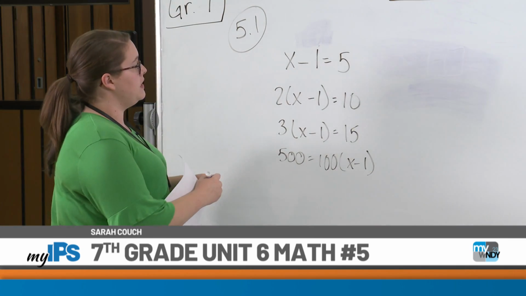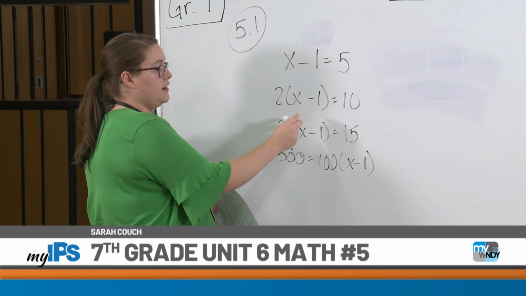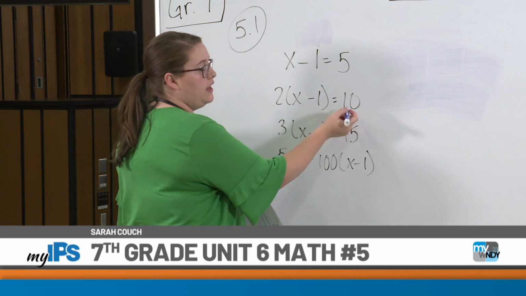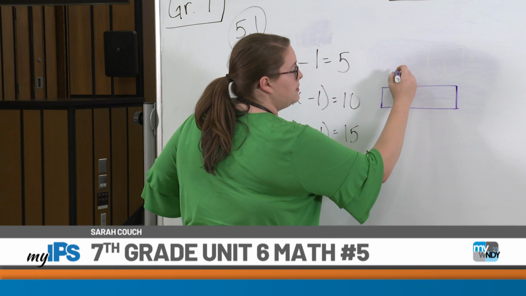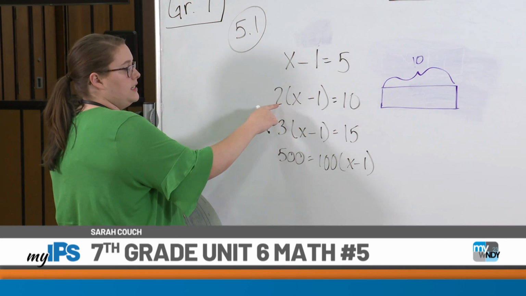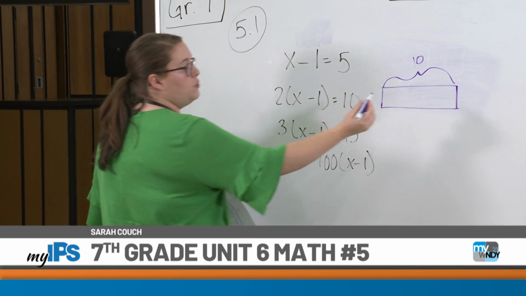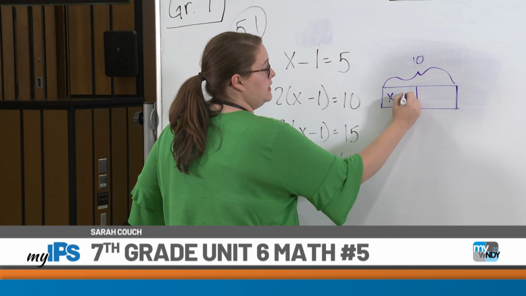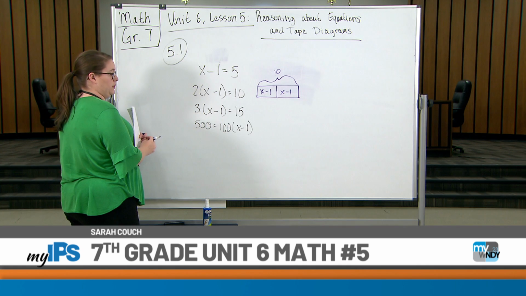All right, so when we think about this one, it is a little bit different because we have these parentheses here, meaning that we're multiplying that 2 by this whole quantity, okay? Our whole this time is going to be 10, okay? And since we have 2 of equal value being multiplied together, we're going to just split it in half, and then we're going to have an x minus 1 on one side, and x minus 1 on the other, okay?